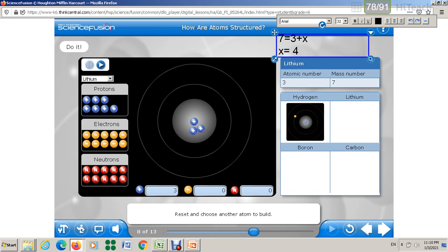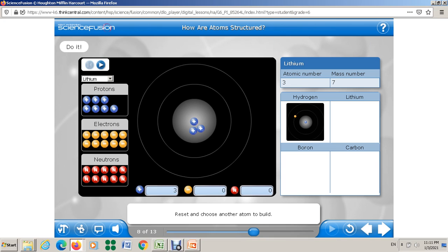Let's see if it's correct. Neutrons are 4, let's say 1, 2, 3, 4. Okay, let's continue. What about electrons? The number of electrons, as you know, is equal to the number of protons. They should be 3. I have to put 1, 2, and 3. Let's see if it's correct. Right. This is the structure of the lithium atom. Lithium is the lightest metal and the least dense solid element. It is found only in compounds, never alone.